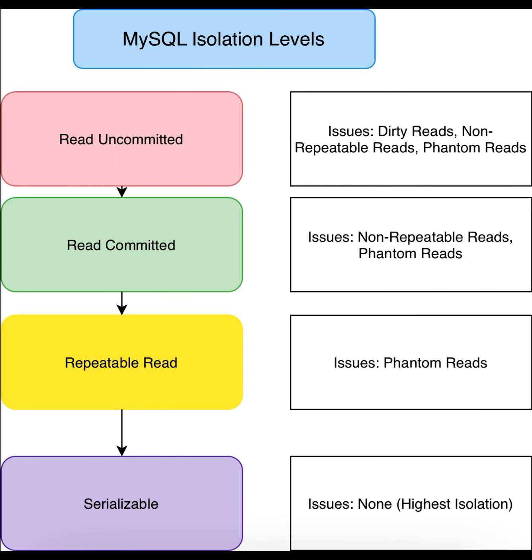Use case: used when absolute consistency is required, such as in systems that process financial transactions, where even a small inconsistency is unacceptable. Summary of isolation levels and issues. Isolation level, dirty reads, non-repeatable reads, phantom reads.